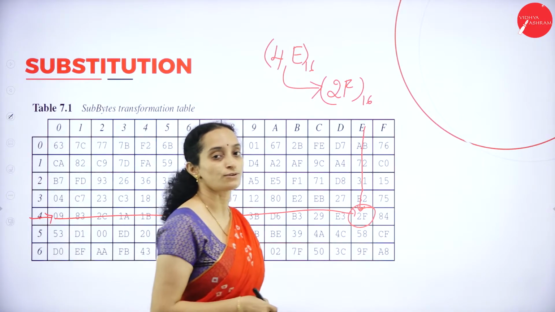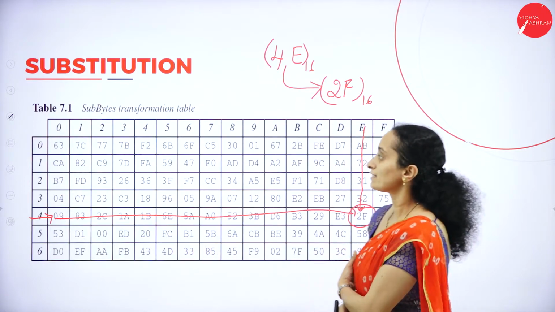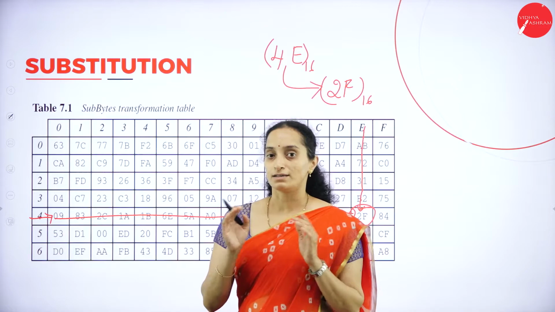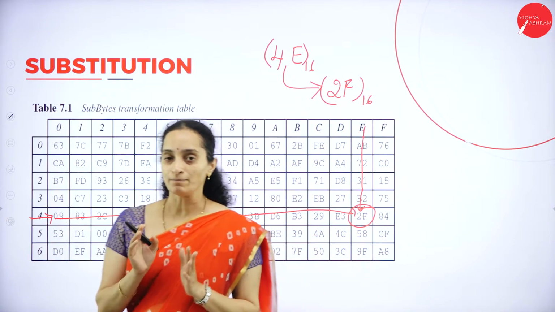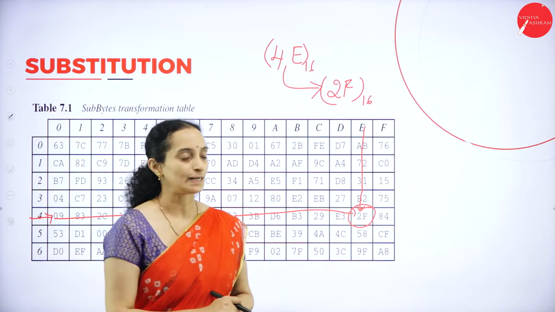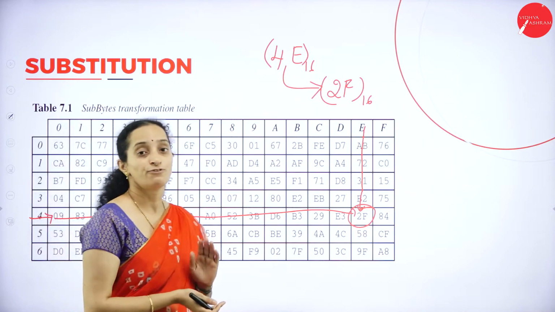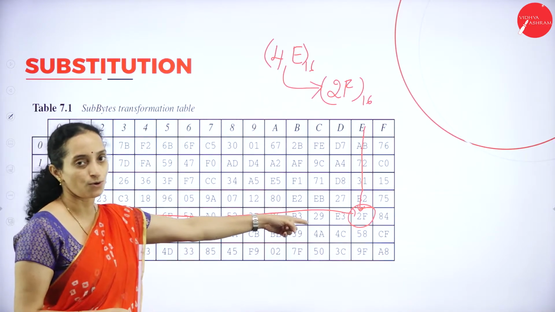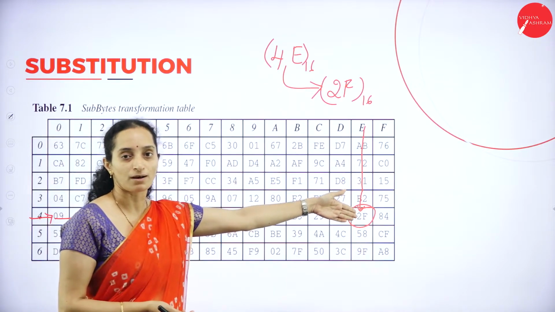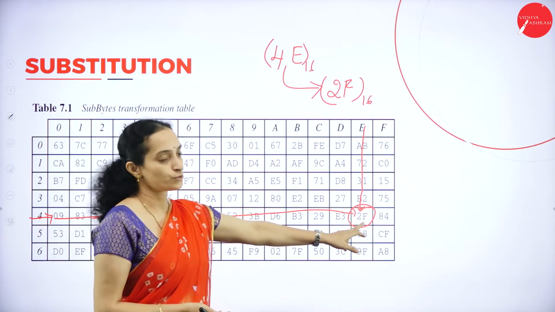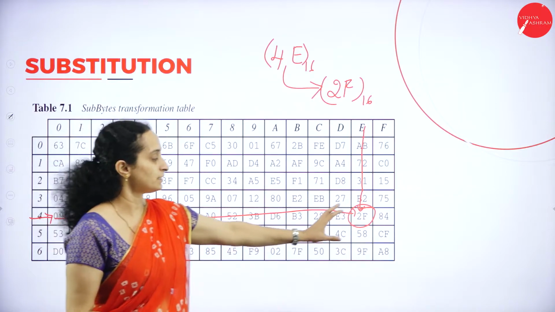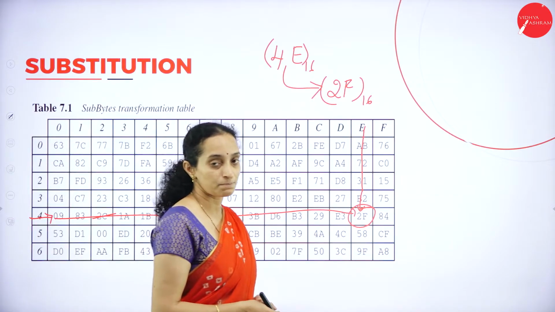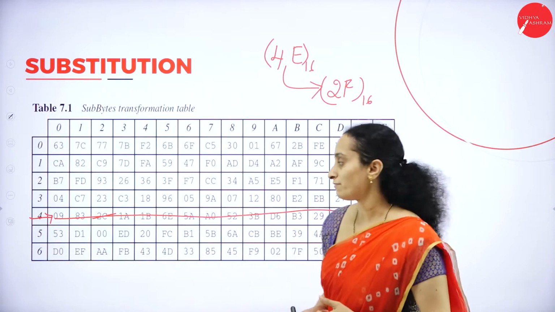You know about the rules of the Playfair cipher, is it not? How do you perform the Playfair cipher? By intersecting the row and the column values, isn't it? So 4E, with 4 as the row and E as the column, gives you 2F with base 16. Sometimes the byte representation may be a little bit confusing.